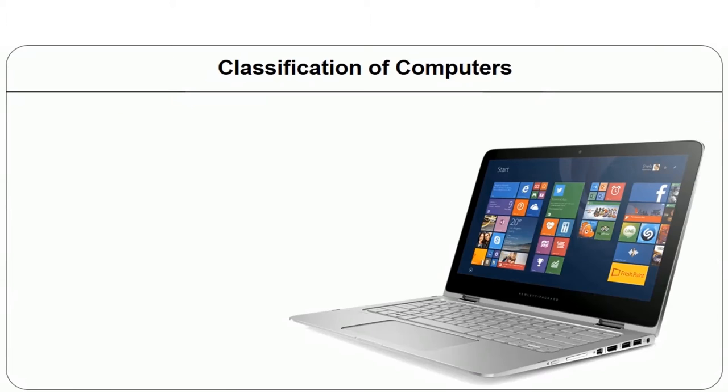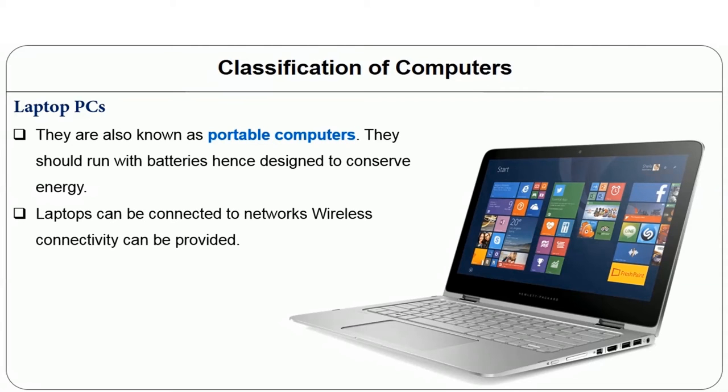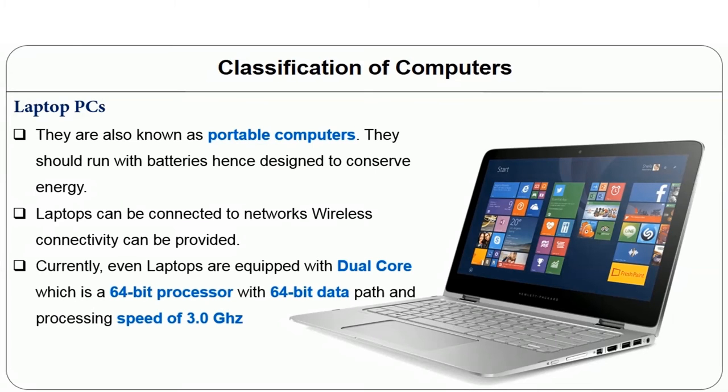Laptop. They are also known as portable computers. They should run on batteries, hence are designed to conserve energy. Laptops can be connected to networks. Wireless connectivity can be provided. Currently, even laptops are equipped with dual core, which is a 64-bit processor with 64-bit data path and processing speed of 3.0 gigahertz.